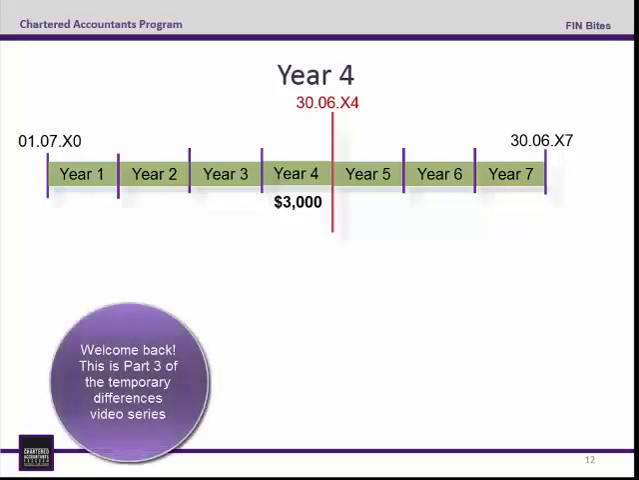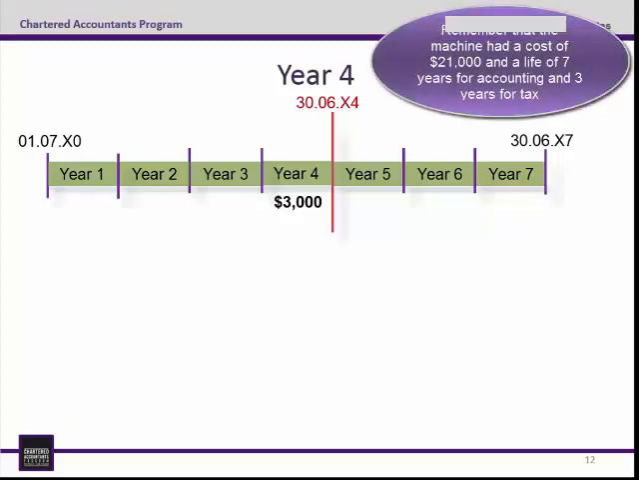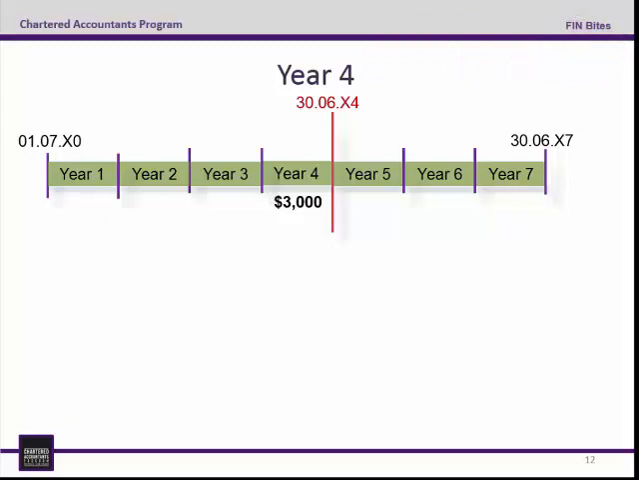Okay, let's have a look now at what happens in year 4. Remember from my bell curve that by year 4 we've started to hit the downward slope. Things are starting to reverse. We've run out of tax deductions by the end of year 3, so we still need to add back the accounting depreciation expense because it's not tax deductible.